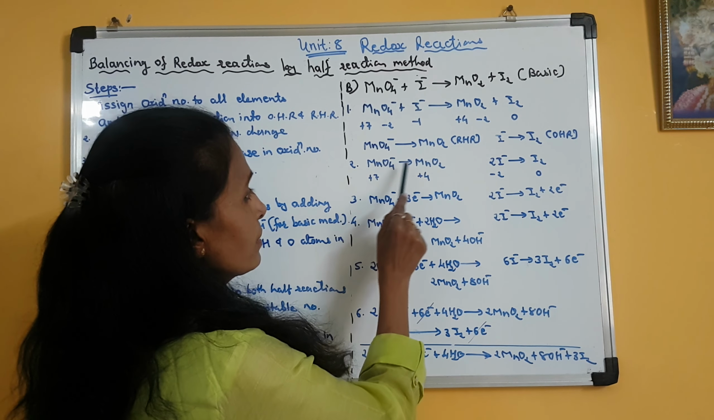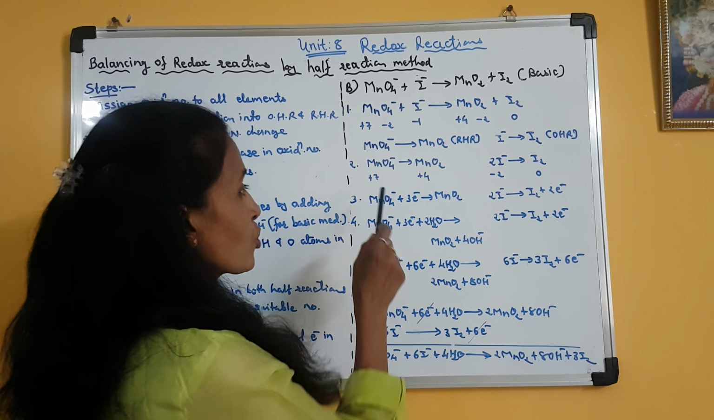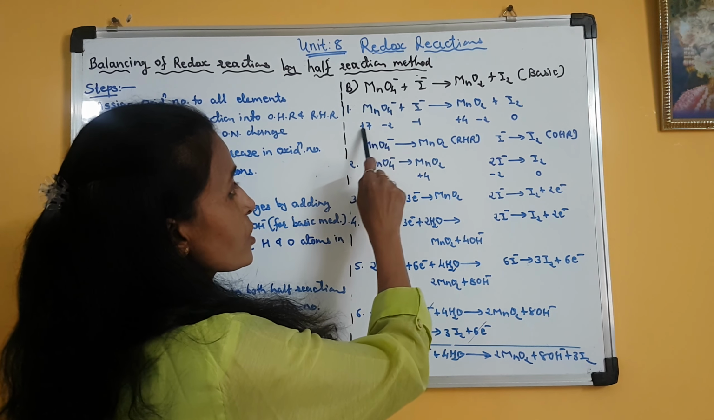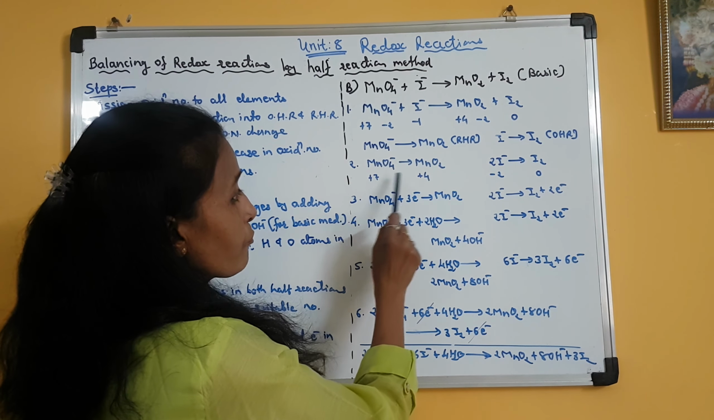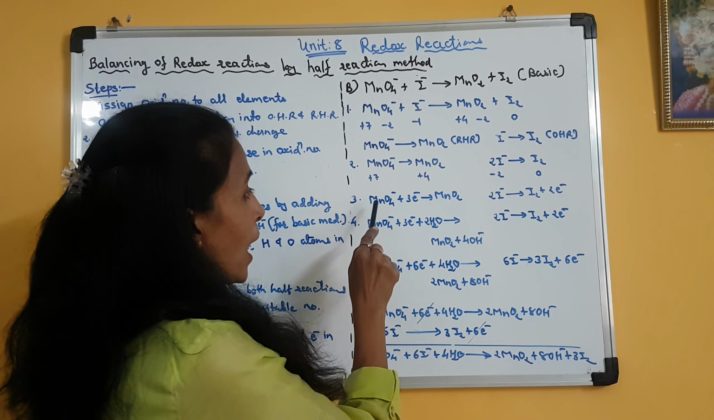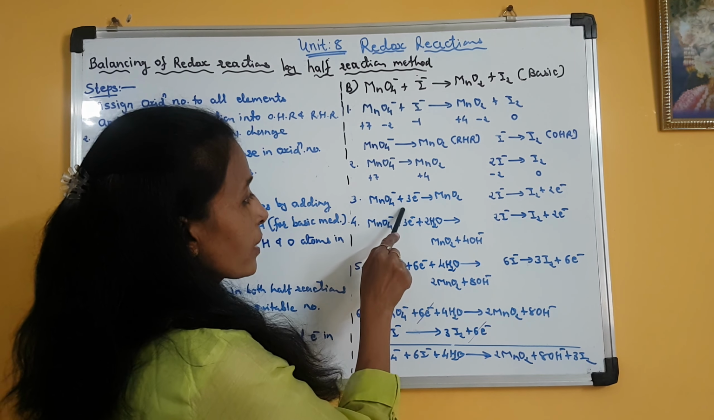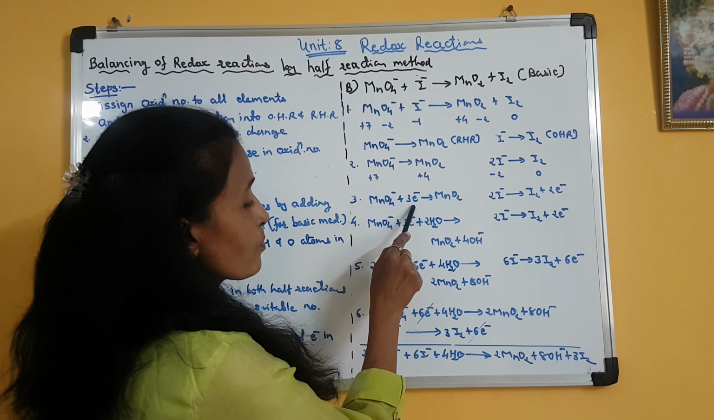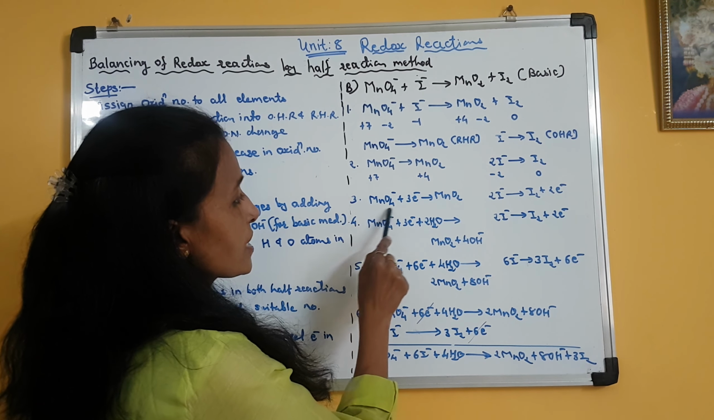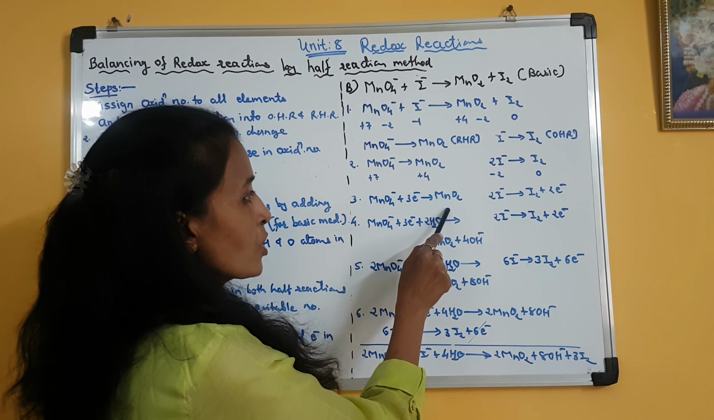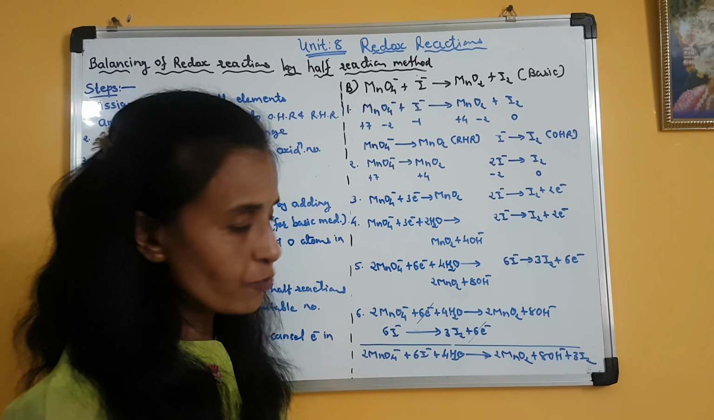So here Mn on both the sides is the same, so it will remain the same as it was in the first step. So plus 7 and plus 4, clear? The difference is 3, so I need to add 3 electrons on the reactant side. So MnO4 minus plus 3 electrons gives MnO2. Now you can see it is plus 7 minus 3, so plus 4. On the product side also it is plus 4.